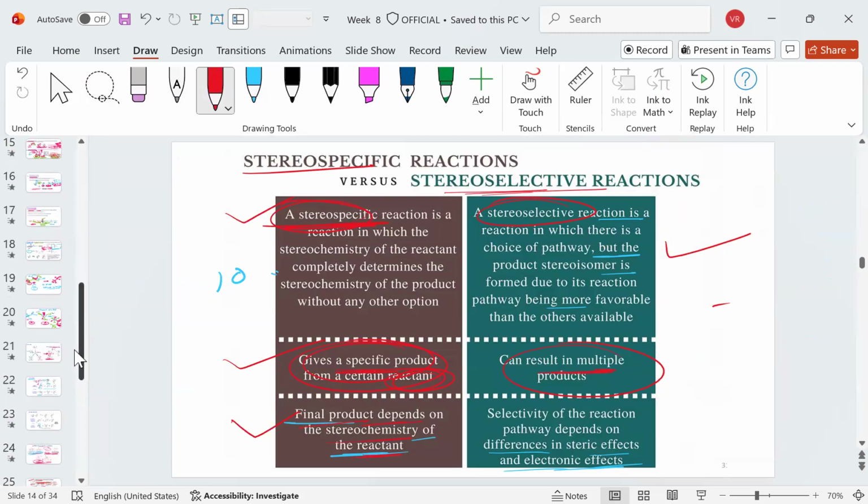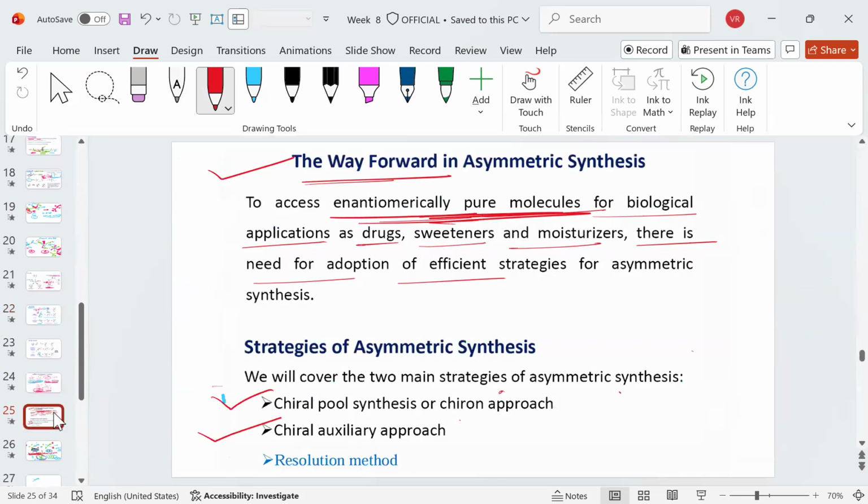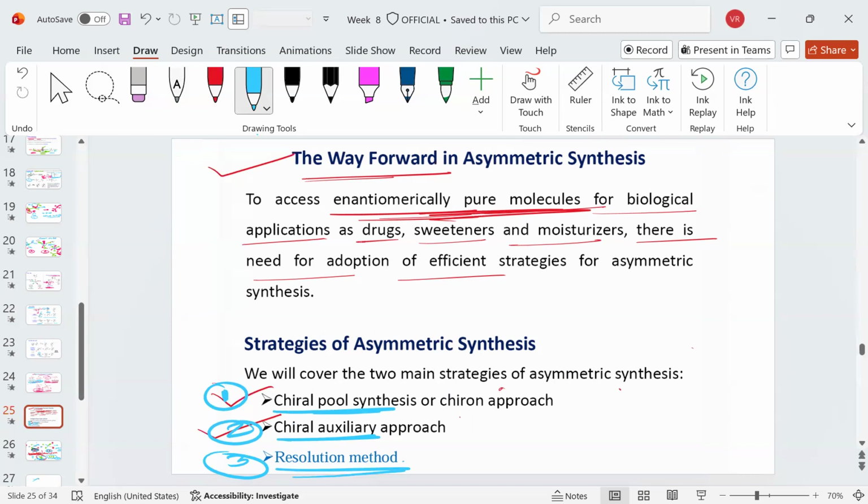Now, in asymmetric synthesis, there will be different strategies to get the enantiomerically pure final product. The first strategy is the chiral pool synthesis, and the second one is the chiral auxiliary. The third one mainly deals with the analytical purpose, which is the resolution. I will explain this resolution shortly, and then we'll see the chiral pool and the chiral auxiliary methods.